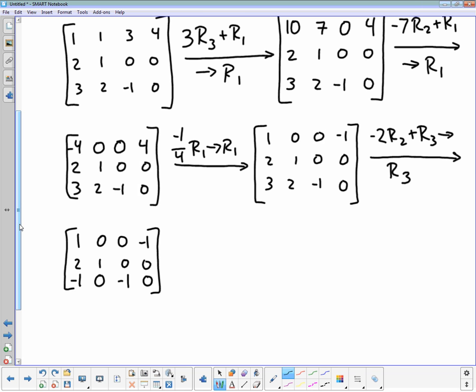Now, I kept all these numbers small so that we're not having to fool with 36 times 7 plus 48. Oof, no fun. So I'm keeping the numbers relatively simple. So what am I going to do now?